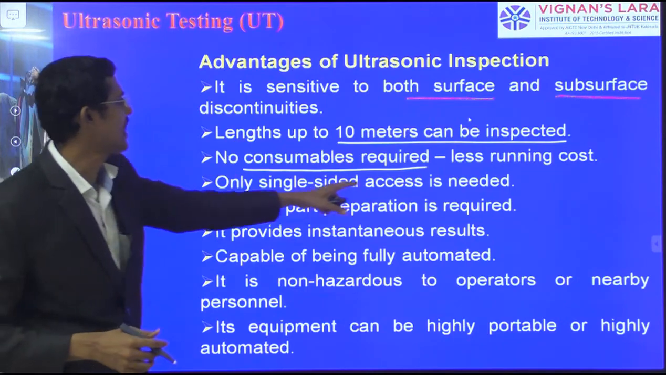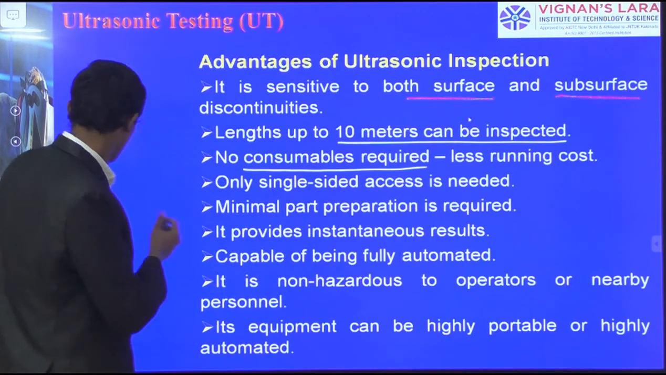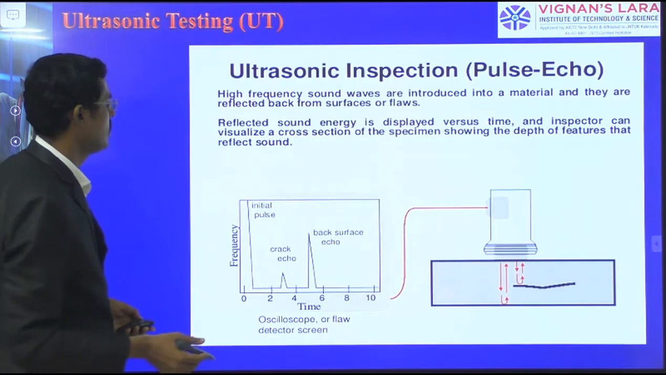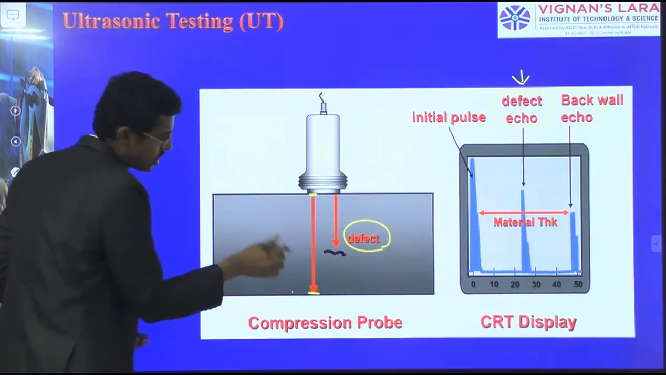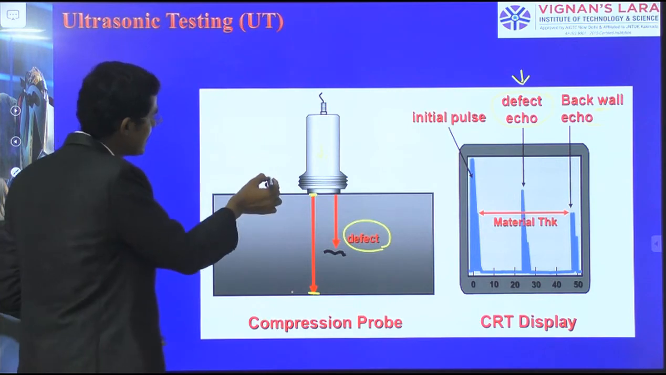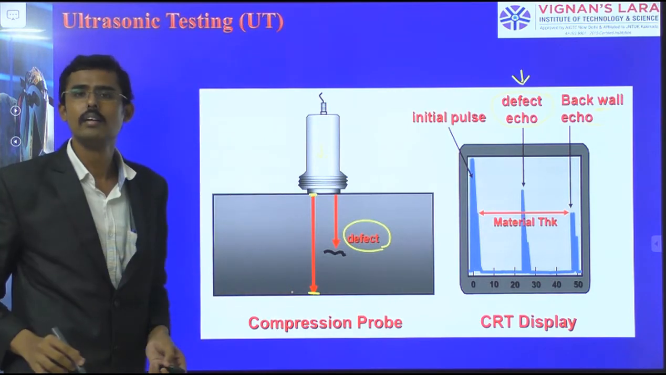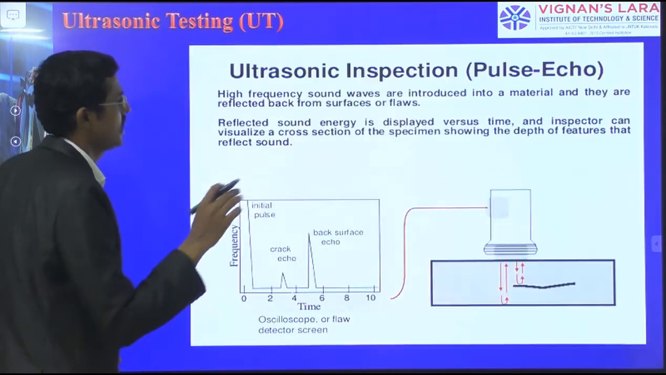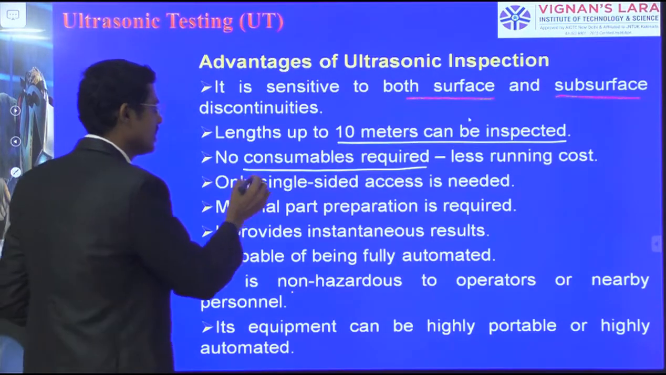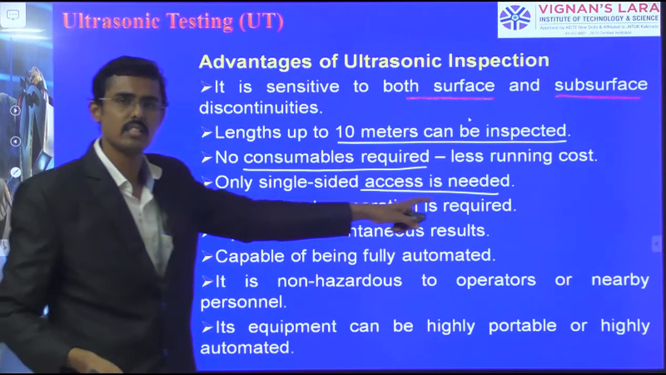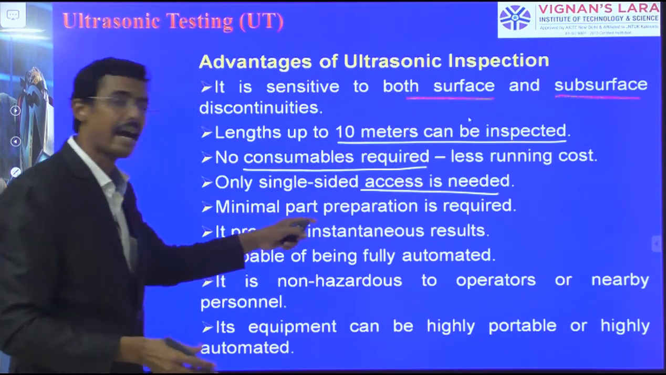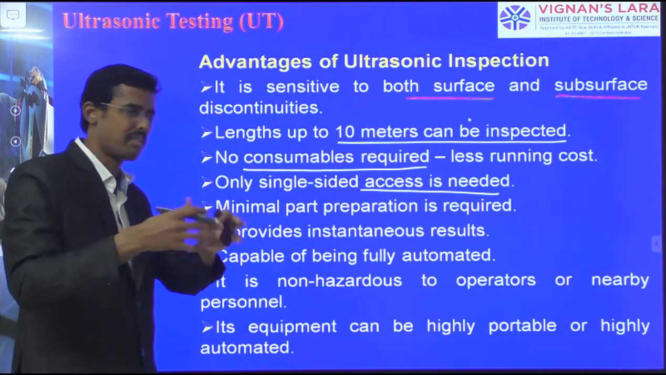Only single side access is needed. You see this specimen; we access it from one side, from here, to reach the spot. A single side is enough to reach the entire through thickness. Only single side access is needed. Minimal part preparation is required. Minimal surface preparation, and it may not even be needed.